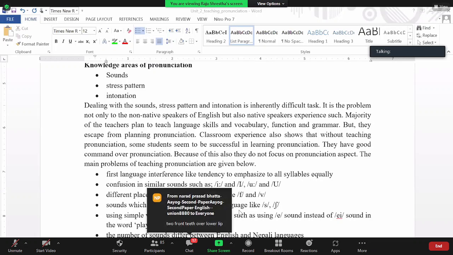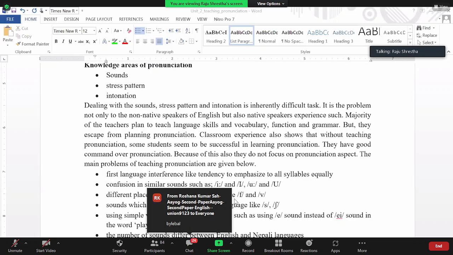Yes, labiodental sound. And in Nepali, this is bilabial. Yes, Nepali is bilabial. So this kind of difference in place of articulation also creates problems.